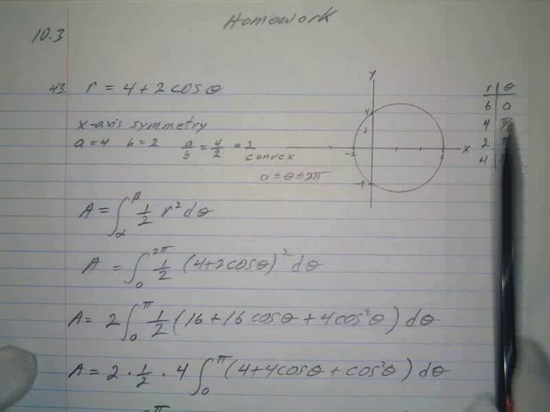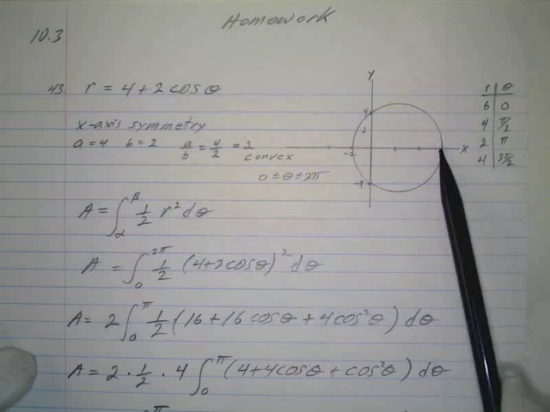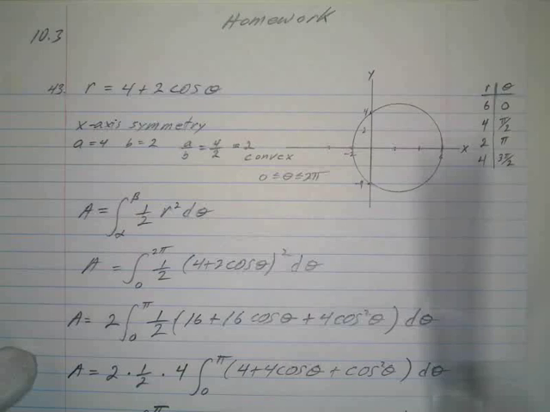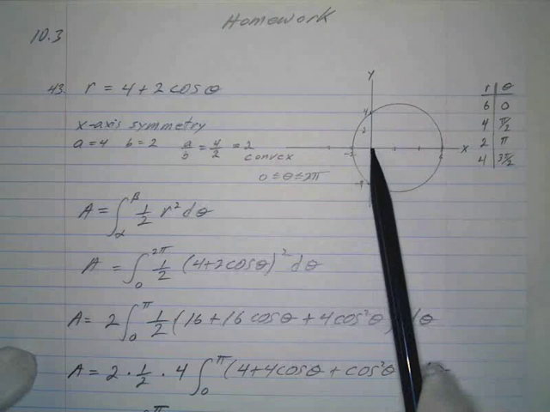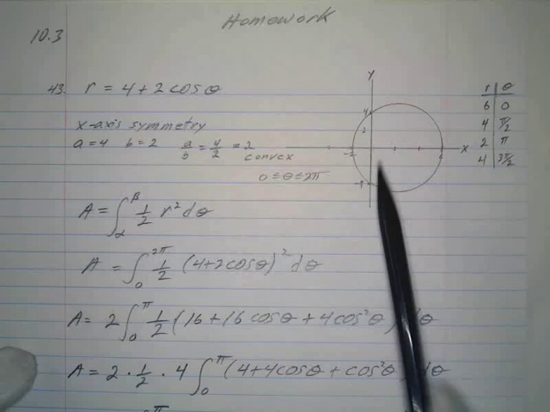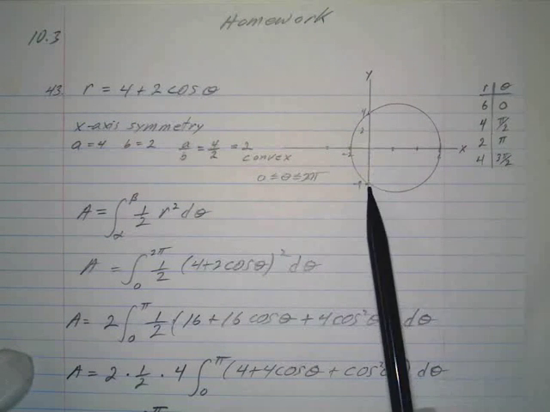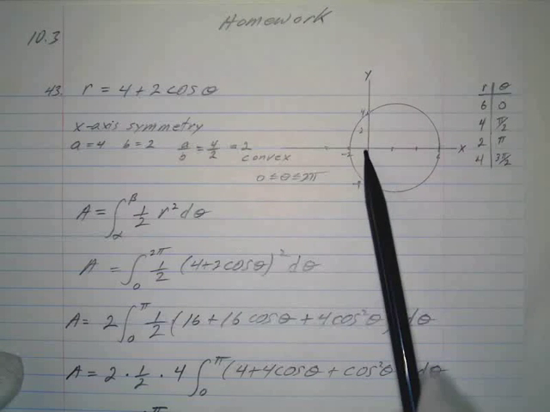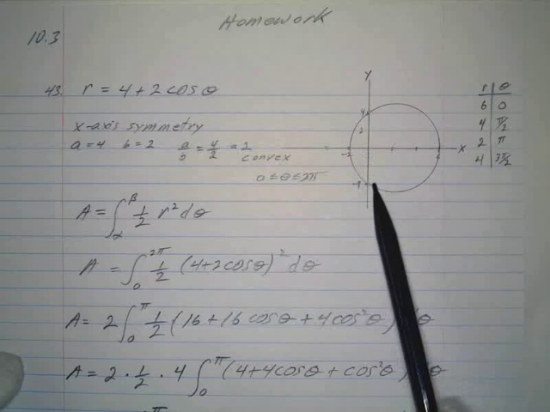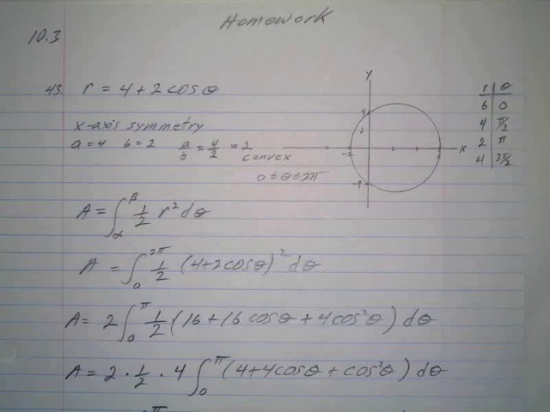And I tried some checkpoints. When theta is 0, r is 6. This is theta being pi over 2. Theta being pi, r is 2. That means I'm going to go out in this direction 2, not negative 2, because the r is always going out from the origin. If it was this angle here, but r was negative 4, it'd be going backwards, or down 4. So anyway, that's a little idea of what it looks like.